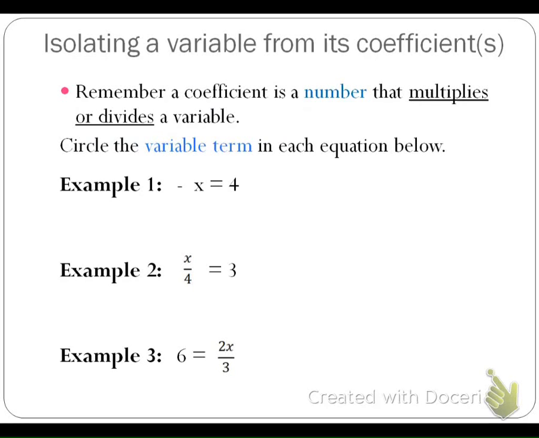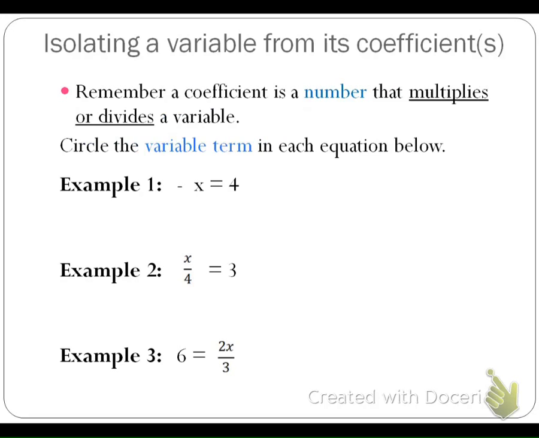Variables from coefficients are a little bit different. Remember that a coefficient is a number that multiplies or divides a variable. In the examples below, circle the variable term in each of the equations. So in example 1, you see the variable of x, but a variable term has a coefficient with it.